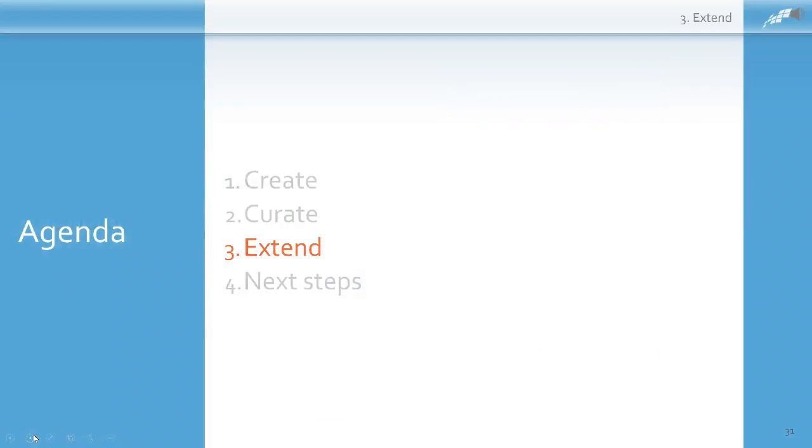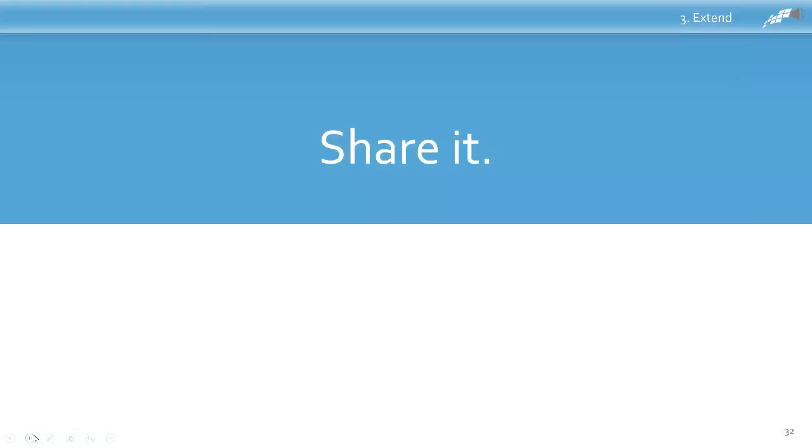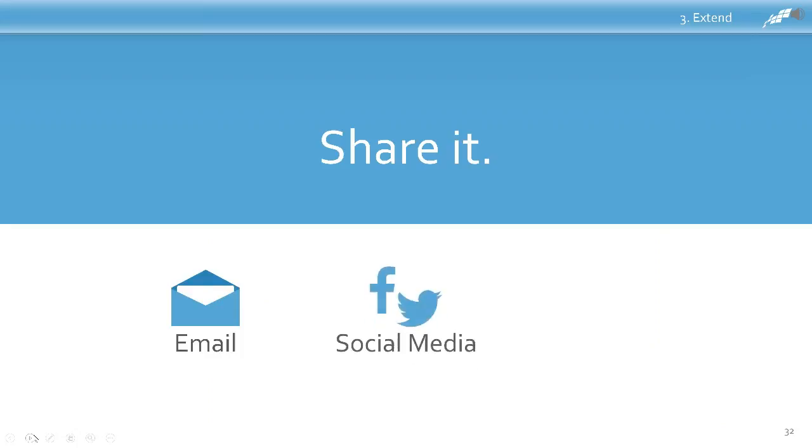Now we're going to talk about how you can extend your reach beyond just your email audience. Once you've decided what content you're going to use in communications, it's time to share it. This way, you extend your reach as much as possible. Using email is one way to share your content, but you can also share it through social media. Email marketing tools like Constant Contact make it easy for you to share your content on different social platforms, and also for your audience to share your content across their platforms.